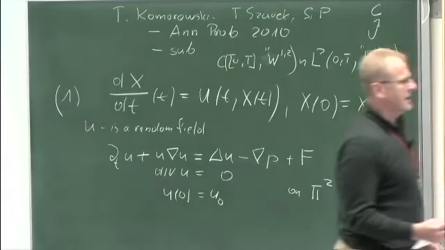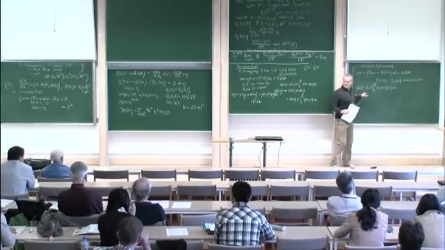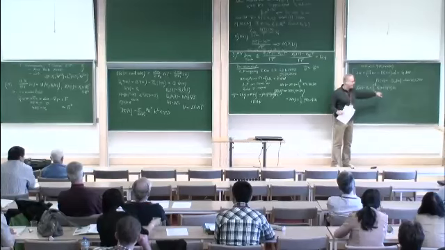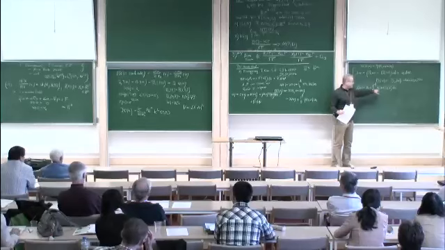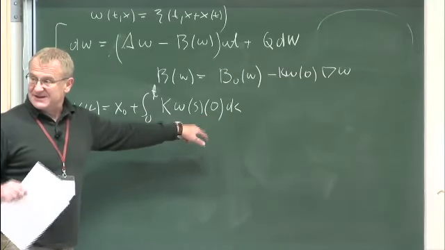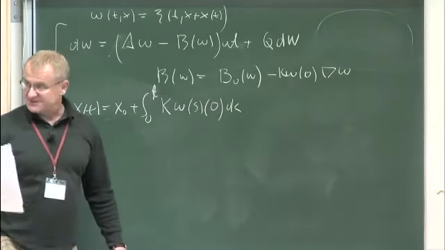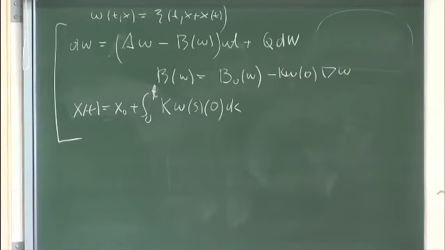But okay, the solution x is this. It's given by the formula. And the integral converges because omega is a continuous function, this is an L2, a square integrable function, in the space of continuous functions. So there are no problems with the convergence of the integral. Right.